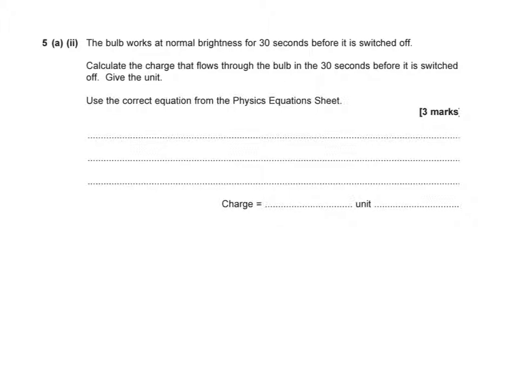The next part of the question is the bulb works at normal brightness for 30 seconds before it's switched off. Calculate the charge that flows through the bulb in 30 seconds before it's switched off and give the unit. Use the correct equation from the physics equation sheet. In the previous question we kind of got a hint. We found out that the current, which is I, was equal to 1.7 amps. We now want an equation that links current, charge and time.